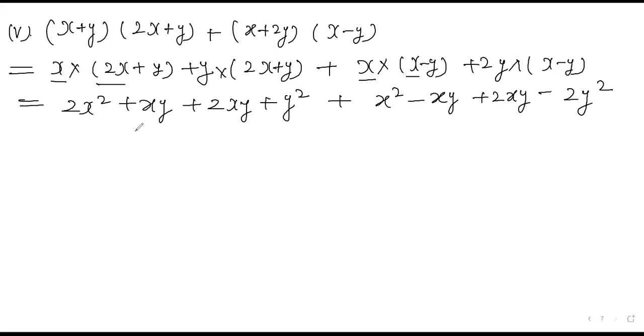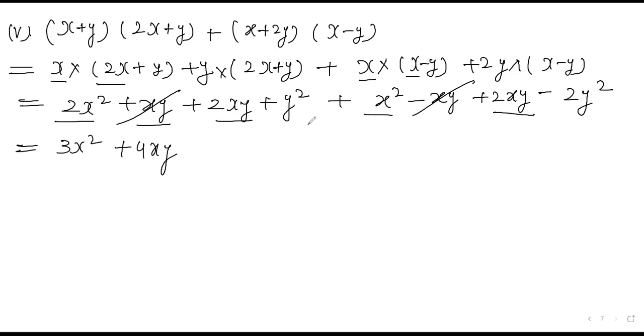Okay, so look, now like terms: 2x square and x square give you 3x square because of the positive sign. xy, xy all having positive sign, so this one gets cancelled out. Yes, this one gets cancelled out because of this xy plus sign and this xy minus sign, so only the 4xy remains. And y square, this is plus y square, this is minus y square, so they will subtract and you get minus y square because 2 has the negative sign, right?